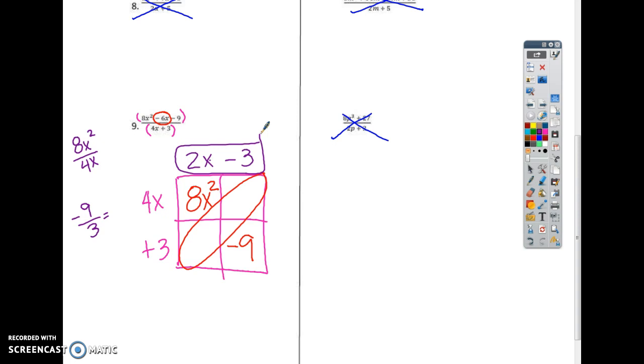Done. Okay, if you multiply it in, -3 times 4x is -12x. And 2x times 3 is positive 6x. When you add those two, it gives you -6x. Finish the rest of them.